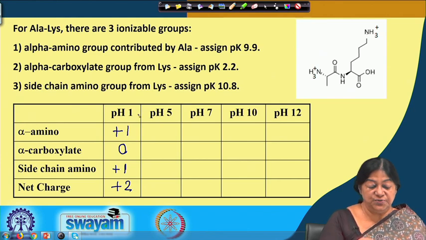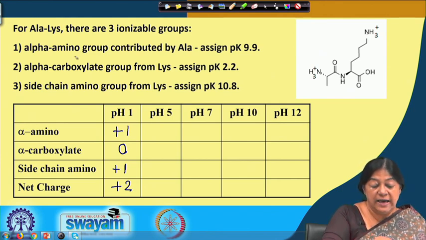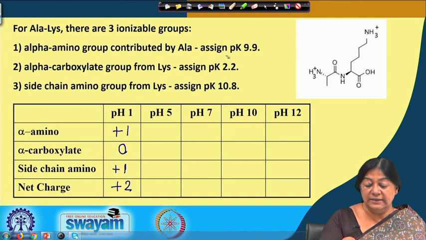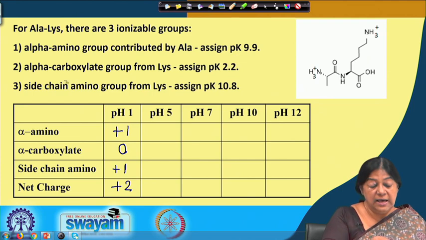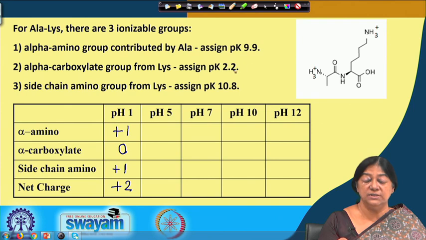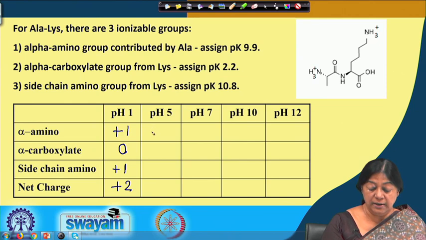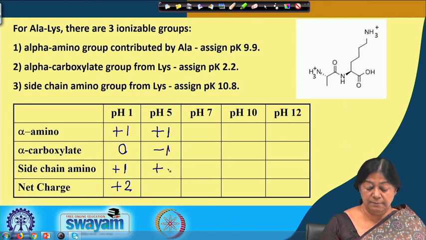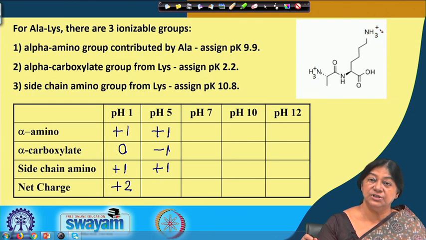If we look at now pH 5, all the values are given here. The amino group contributed by alanine is 9.9, so when we are at pH 5, we do not need to worry about that. The alpha carboxylate group from lysine is assigned at pK 2.2. What does it mean? It means that when I have reached pH 5, this proton is lost. So, the amino group will remain at +1, the carboxylate now is -1, and the side chain is still +1 because we have not lost the side chain proton.